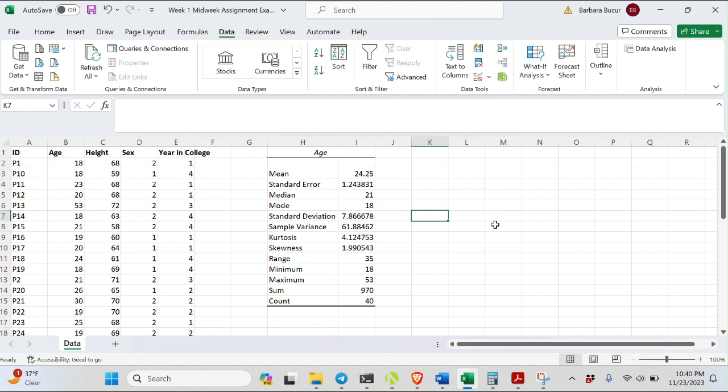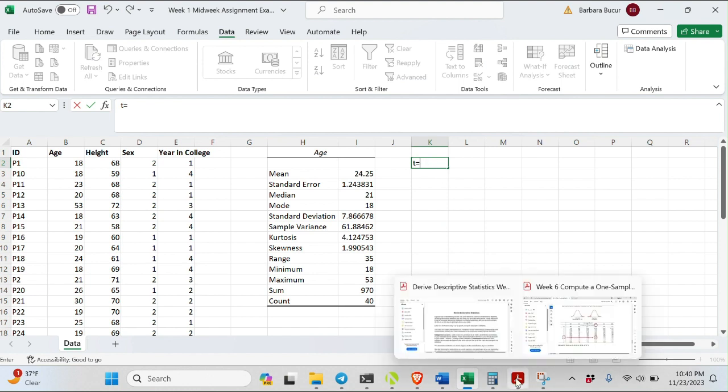So what you're going to do for this assignment is you're going to conduct a one sample t-test, and you're going to compare the age of your sample to the age of the general population of college students. And so if you read the description of the assignment, it says assume the population mean is 21. So in one cell, you could just type T equals.